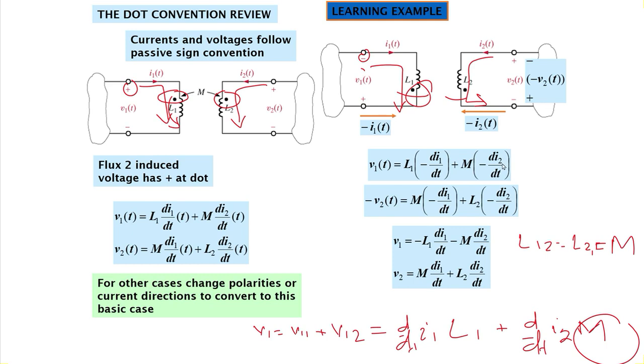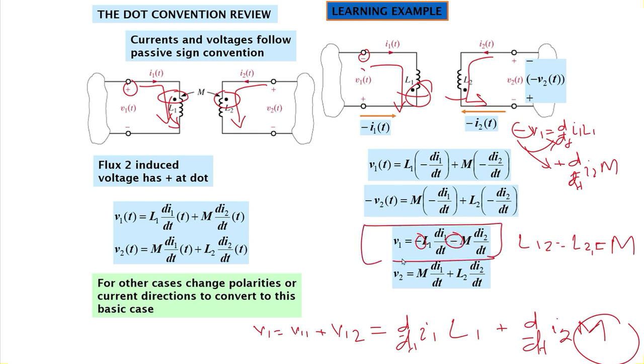So we can write minus V1 is equal to, since leaving and leaving, d by dt I1 L1 plus, because both are leaving, we will write plus d by dt I2 M. If we move the minus to here and here, we will get minus and minus here. So the same equation holds for the logical explanation of the dot.